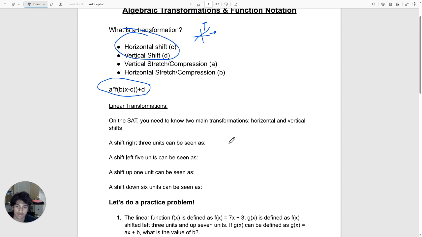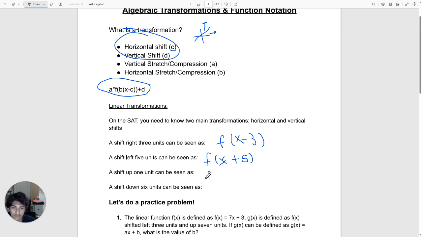So a horizontal shift can be represented with the letter c. If we look at the equation, it's x minus c. So if we're shifting to the right 3, you might think that right is positive, if you think on the number line. But since it's x minus c, we just do the opposite of that. This is f of x minus 3. And for a shift left 5 units, it'll be the opposite of that. So if left is negative 5, the opposite of that is just plus 5.